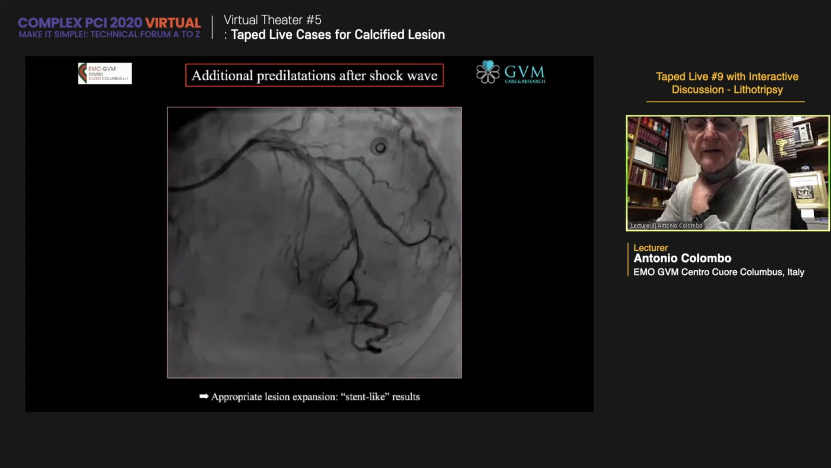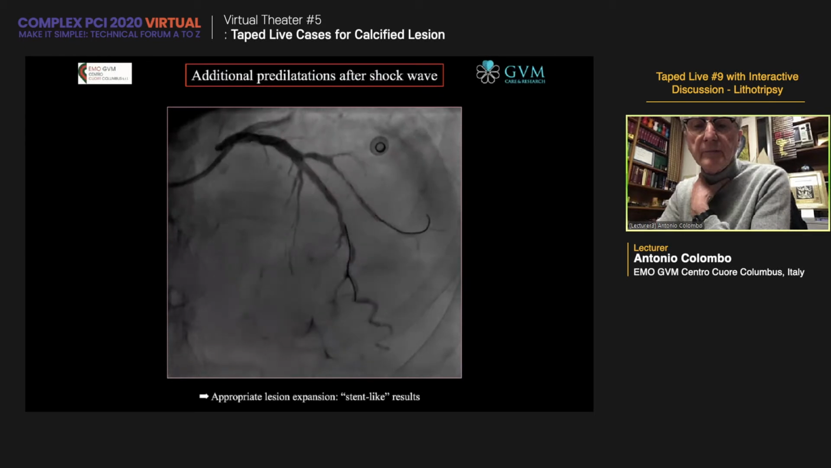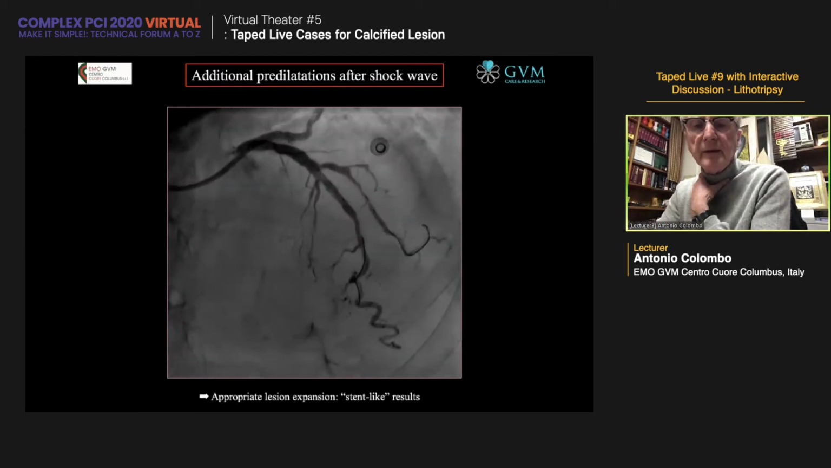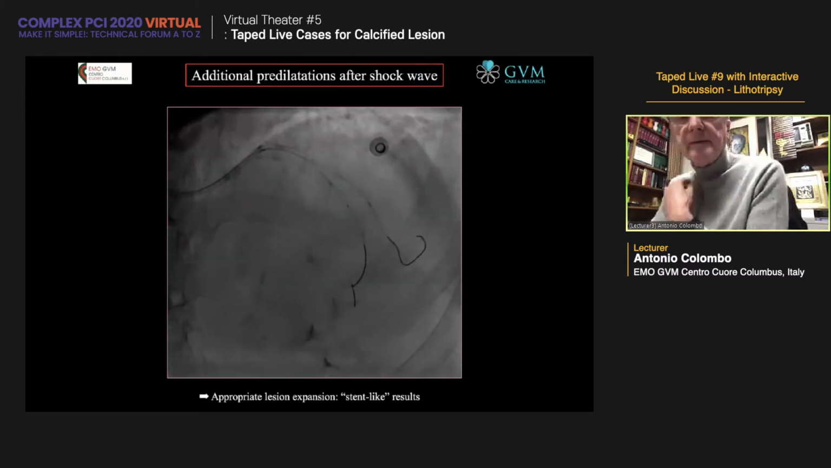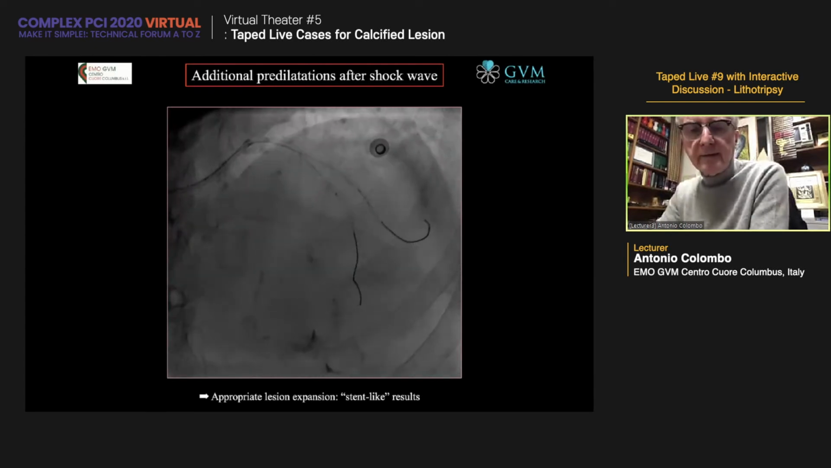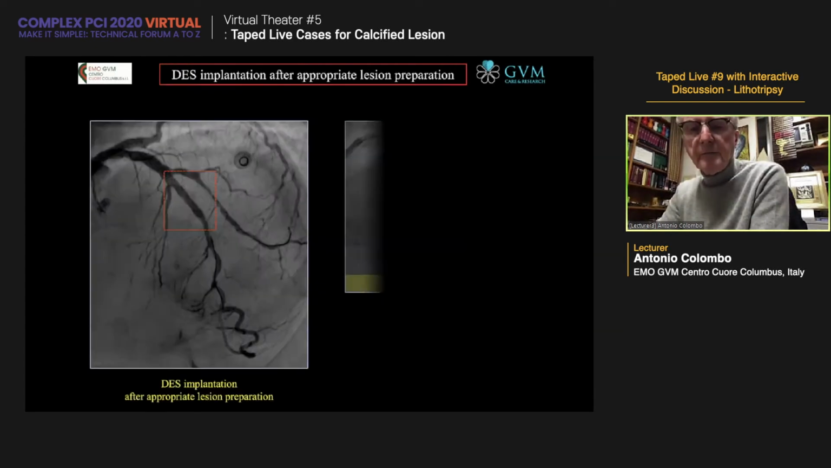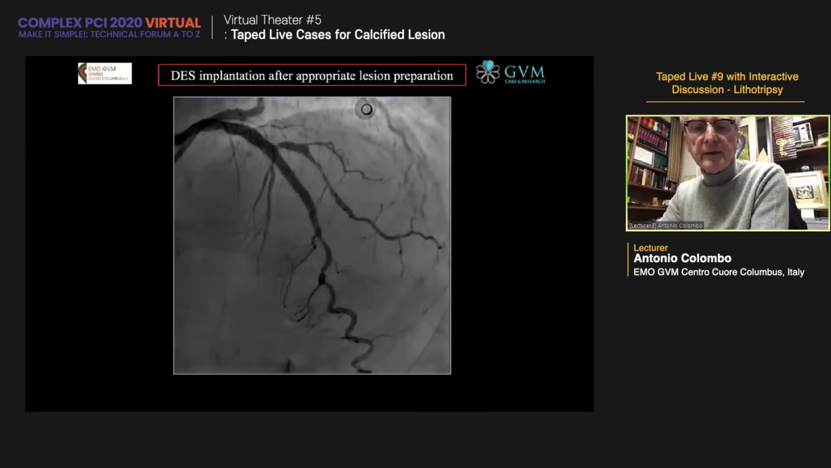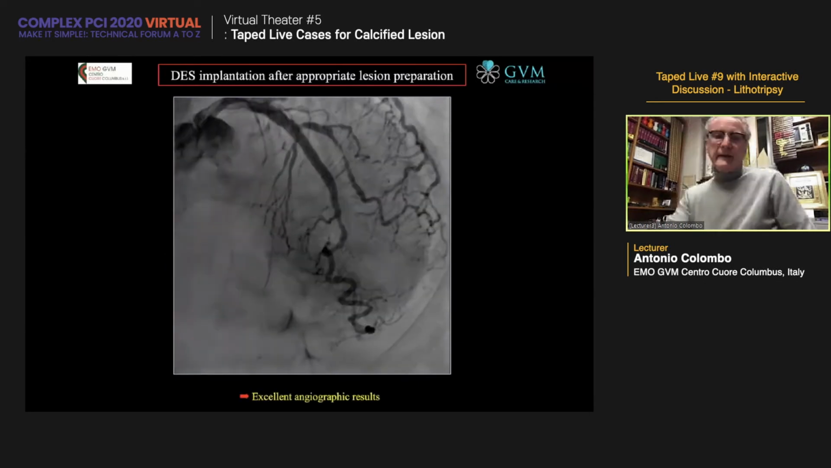And this is after lesion preparation. The result is quite acceptable. I am not so sure that we would have obtained such a result with a simple high pressure balloon dilatation. Then we implanted a stent. We had to use a GuideLiner to deliver a 3.5 24, and we post-dilated at 24 atmospheres. And this is after stent implantation.